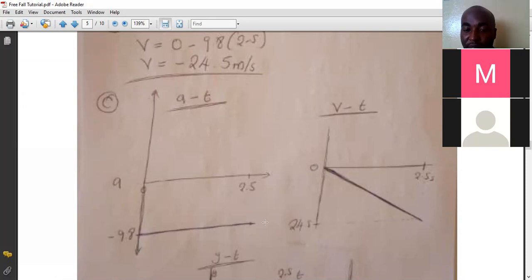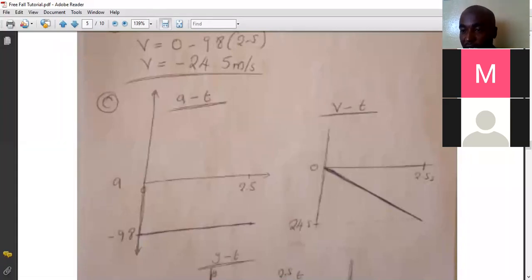For the velocity time graph, velocity is coming from 0 and it's a straight line. You draw a line like that, because this is free fall. For all free fall, the velocity is always decreasing. Even when you throw up, the velocity is always decreasing. Since you're coming from 0, the decrease is like that. That's how you draw the velocity time graph. This is for when you drop. We'll do another question for when you throw up.